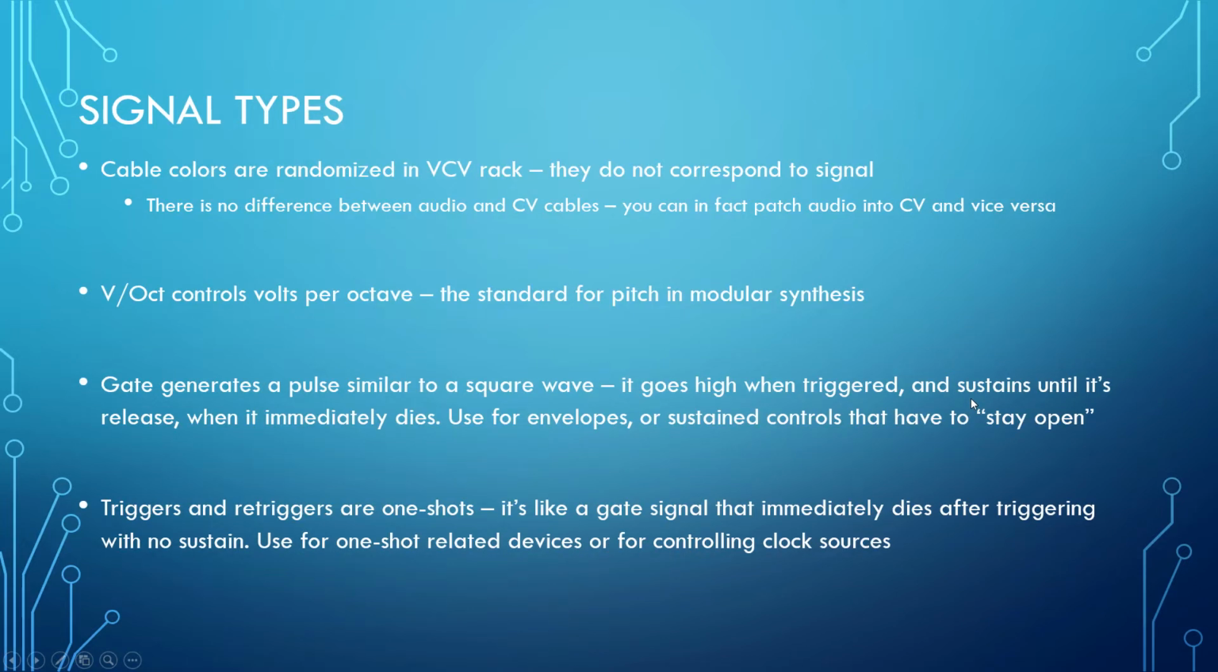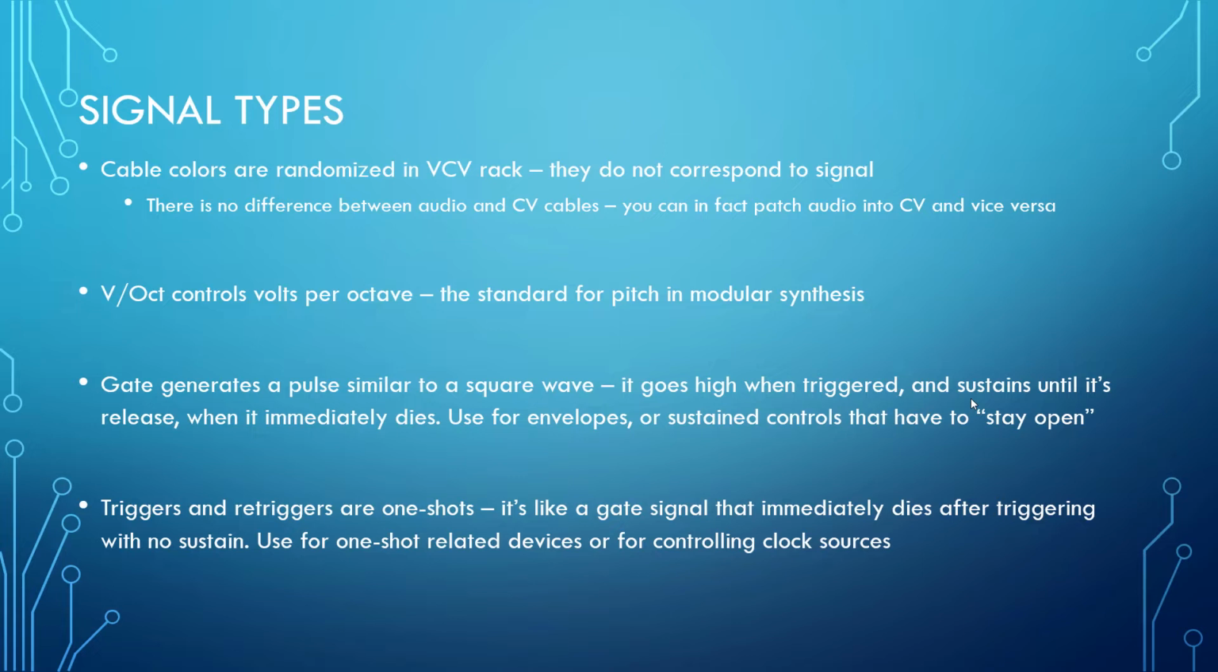So be aware that cable colors are randomized in VCV Rack. They do not correspond to the type of signal that the cord is carrying. This is pretty analogous to actual Eurorack or analog synthesis, where any number of cables will come in any number of different colors, even though they're the same length and are carrying the exact same voltage. But we do need to know some of the types that you will see on the modules themselves, typically on the in and the out port of the module.